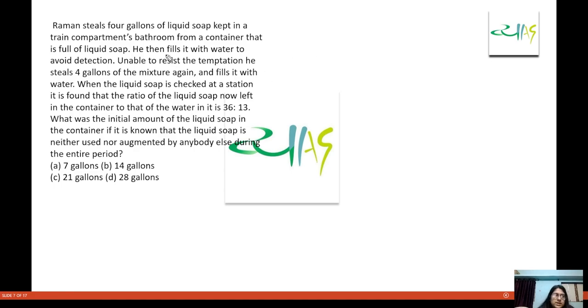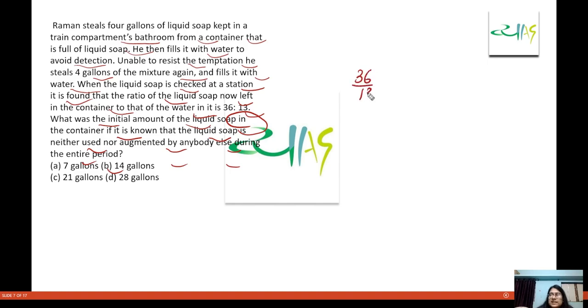Okay, guys, look at this question. It is saying Raman steals 4 gallons of soap kept in a train compartment bathroom from a container that is full of liquid soap. He then fills it with water to avoid detection. Unable to resist the temptation, he steals 4 gallons of the mixture again and fills it with water. When the liquid soap is checked at a station, it is found that the ratio of the liquid soap now left in the container to the water is 36 is to 13. What was the initial amount of the liquid in the soap container if it is known that the liquid soap is neither used nor augmented by anybody else during the entire period?